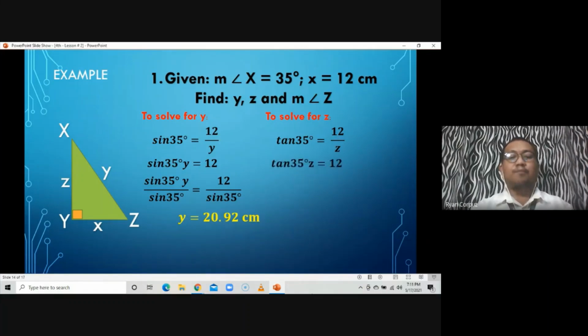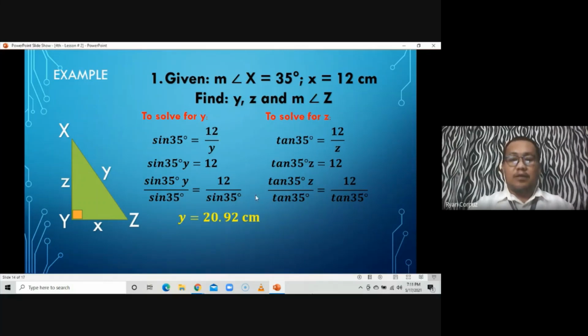So, magiging ganito. The tangent 35 degrees z is equal to 12. Since z is what we are looking for, and it's still accompanied by tangent 35 degrees, we still have to divide both sides of the equation by tangent 35 degrees. So, ma-cancel out yung tangent 35 degrees na yun, matitira is z. Just like what we did here, ganun din yung gagawin natin. So, using calculator, just simply press 12, press divide, then press tangent, followed by 35, then the degree symbol, yung DMS, yung ganun din, sinabi natin kanina.